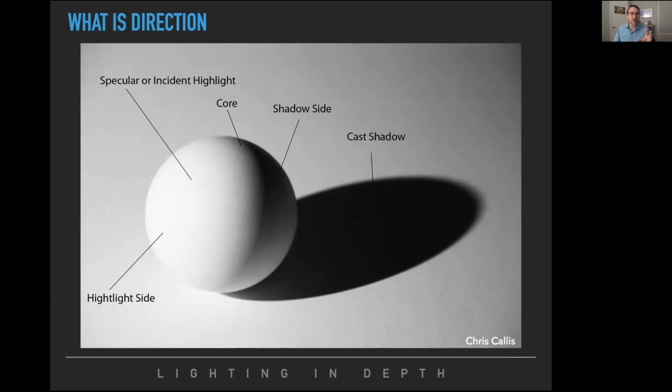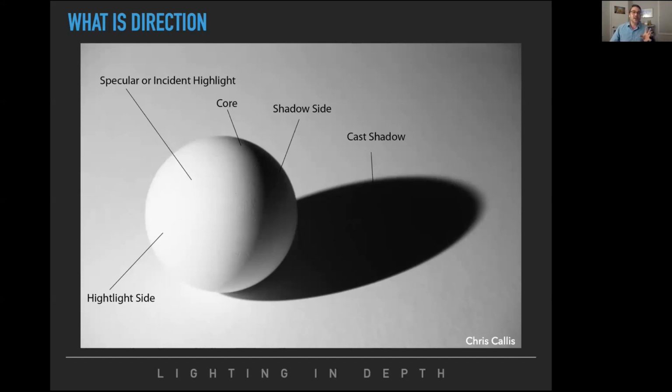And the cast shadow is the shadow of the object itself, as it is projected onto its surroundings. And that could be the background, another object.